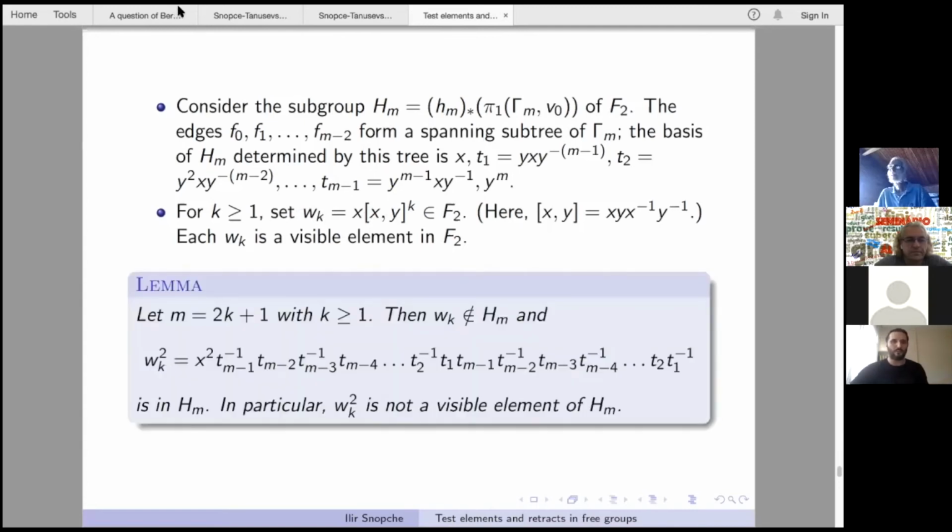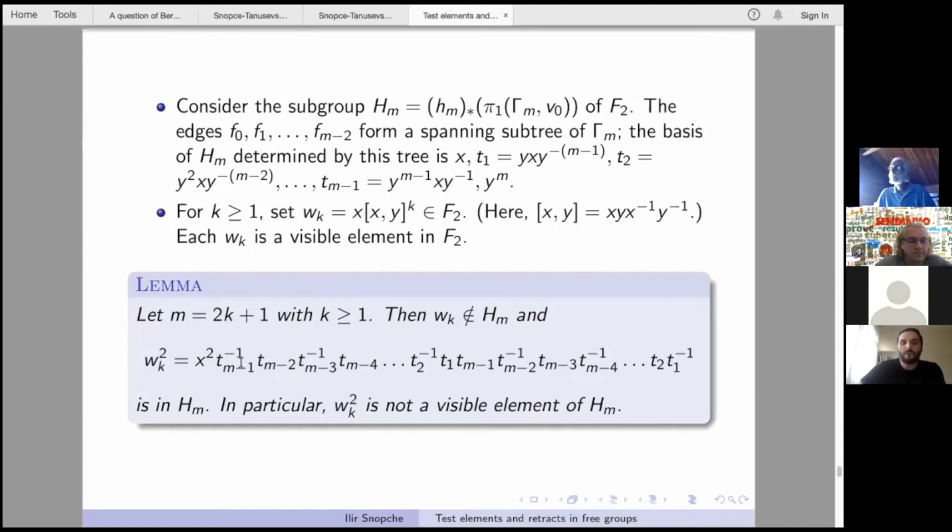Now we have the following lemma. Let m be greater or equal to 2k plus 1 with k greater or equal to 1. Then Wk does not belong to HM. But Wk squared is equal to this product here.